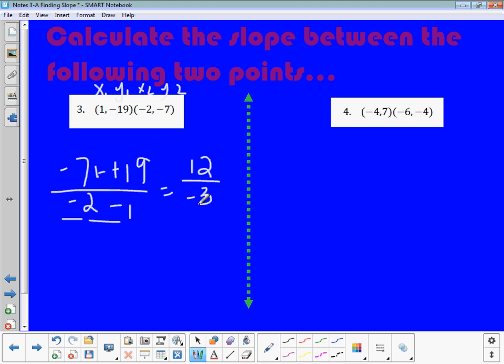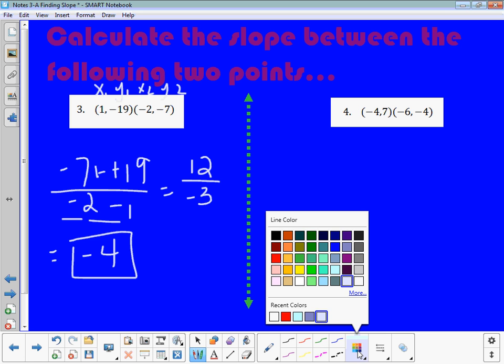When you subtract a number from a negative number, it's going to get more negative. So 12 divided by a negative 3, that we can actually do. 12 divided by a negative 3 is a negative 4. So that's our slope. Right now, all we're doing is working on calculating that slope. Let's take a look at number 4.